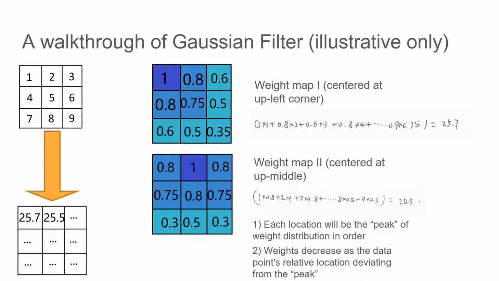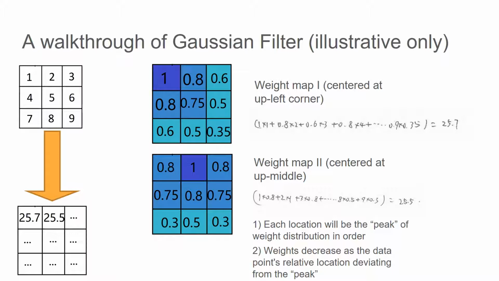And then we use this first weight map to convolve our input, and you get a result, which is the summation of 1.1 times 1 plus 0.8 times 2 plus, etc. And that gives you 25.7. Then it comes to our second weight map. The second weight map is very similar to the first, except that the center or the focus now shifts from the upper left corner to upper middle. Then we convolve the input map using the second weight map in exactly the same way, and put the result, which is 25.5, at the second location.